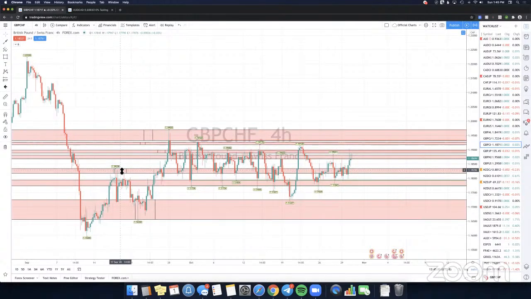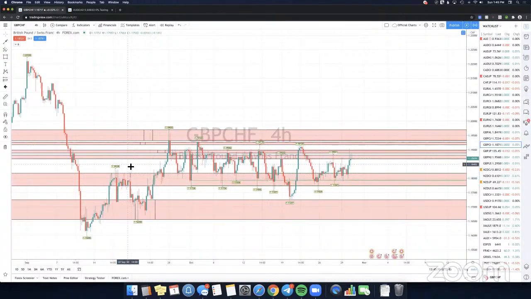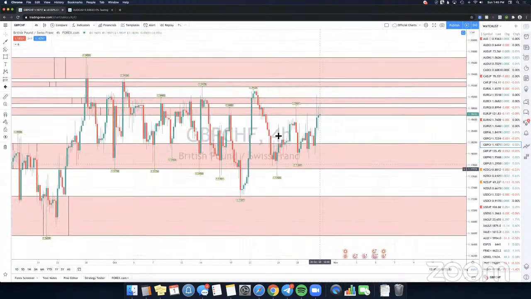Actually, looks like this zone isn't even there anymore. So let's connect these over here. And I think that's about it. It doesn't look like we could leave this down here. This is the higher time frame zone. So looking at price currently right now, price is currently within these two zones.